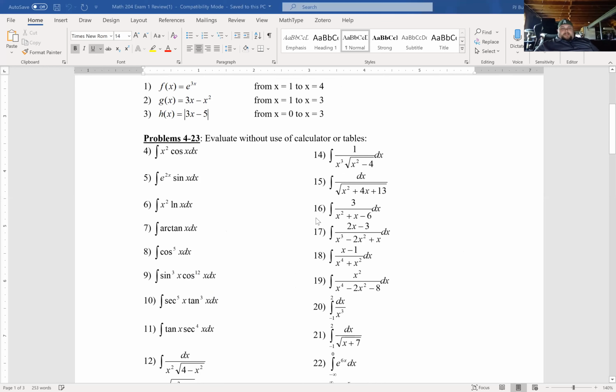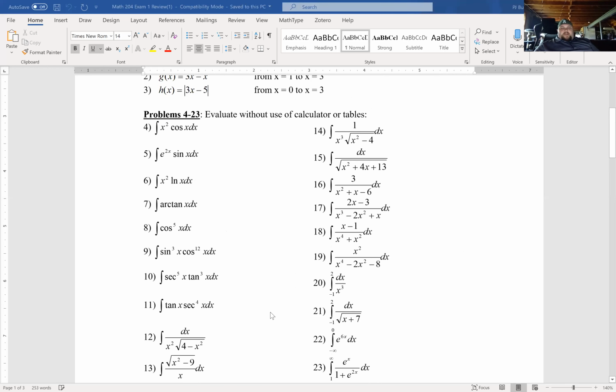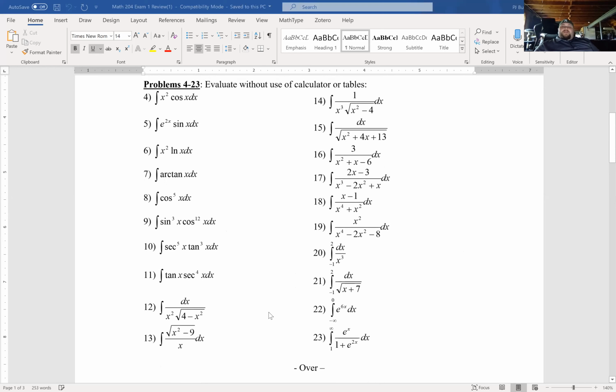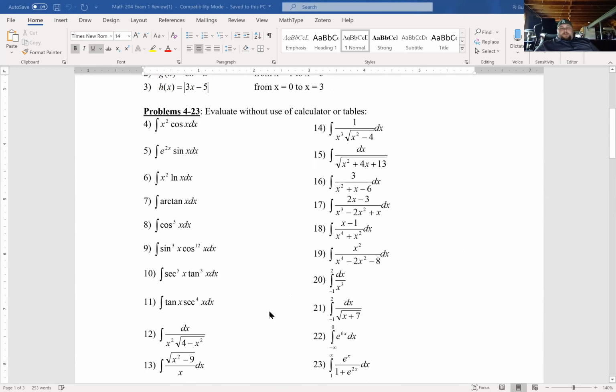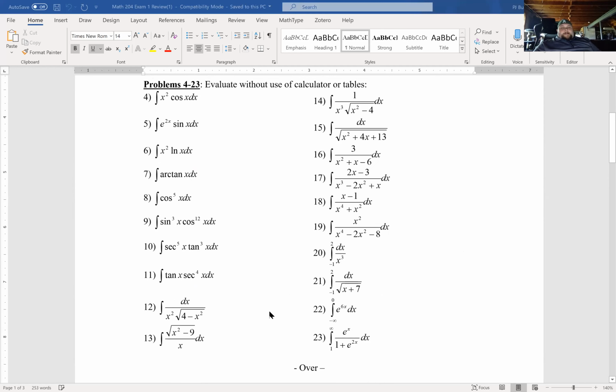So what I wanted to do was just go through these integrals here and ask you a random one, and you tell me what technique you would use to solve it, which is a pretty good skill in its own right. Number 6. Someone tell me how you would solve that, using what integration method?